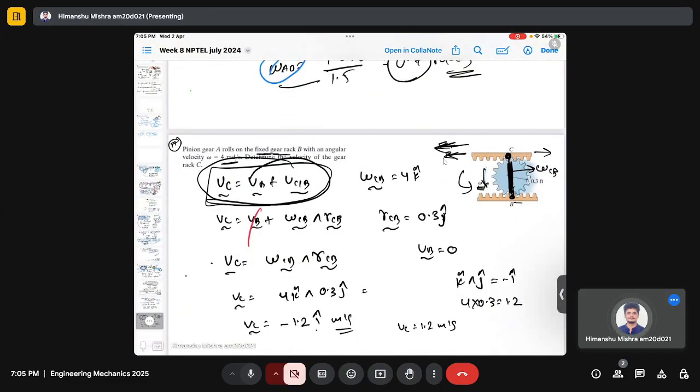So hello everyone, I am Himanshu Mishra, and in this tutorial we are going to solve problems based on the relative velocity concept, and we will also look at a few problems based on rotational frames of reference. So we will continue solving the problems from the previous week.